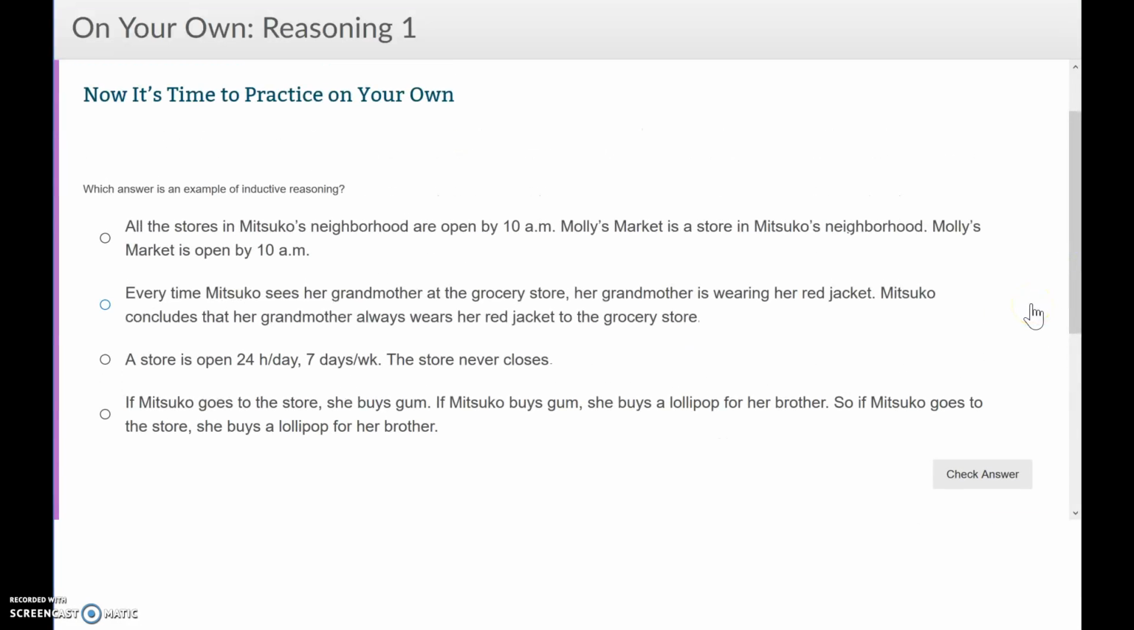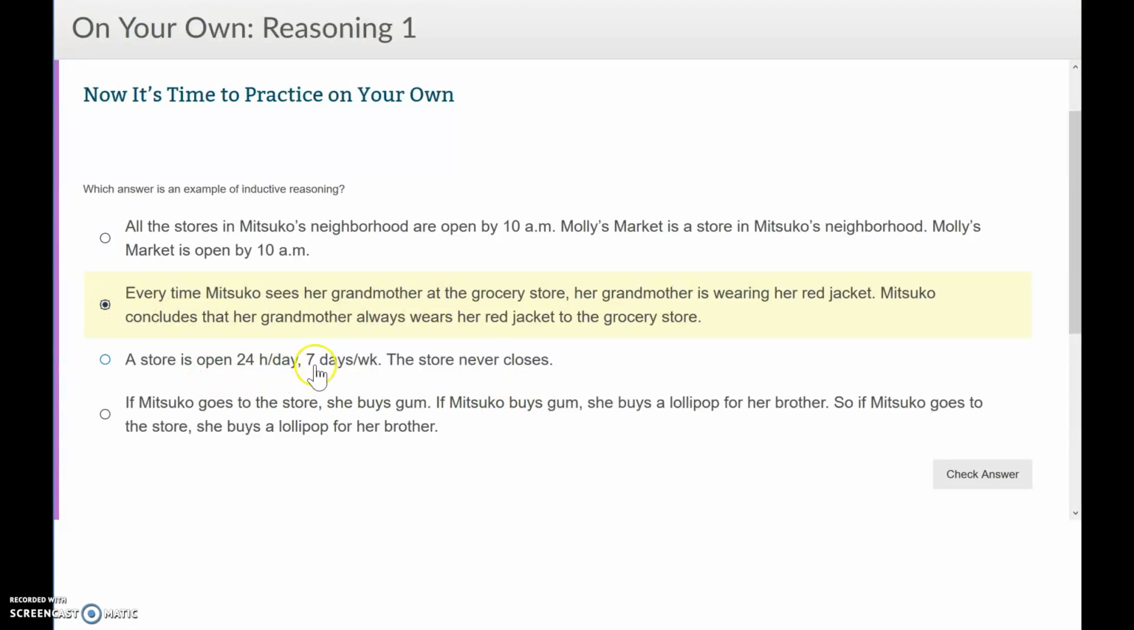Which answer is an example of inductive reasoning? Observations again. All the stores in Misuko's neighborhood are open by 10 a.m. Molly's Market is a store in Misuko's neighborhood. Molly's Market is open by 10 a.m. Every time Misuko sees her grandmother at the grocery store, her grandmother is wearing a red jacket. Misuko concludes her grandmother always wears her red jacket to the grocery store. So that's something she's seeing. So I kind of feel like that one's it.